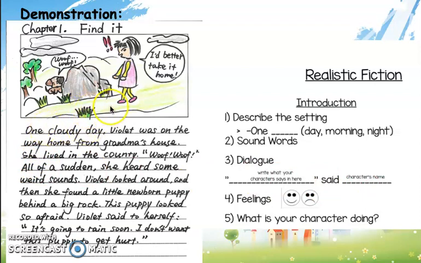One cloudy day, Wiley was on the way home from Grandma's house. She lived in the county. Woof woof. All of a sudden, she heard some weird sounds. Wiley looked around, and then she found a little newborn puppy behind a big rock. This puppy looked so afraid. Wiley said to herself, "It's going to rain soon. I don't want this puppy to get hurt."